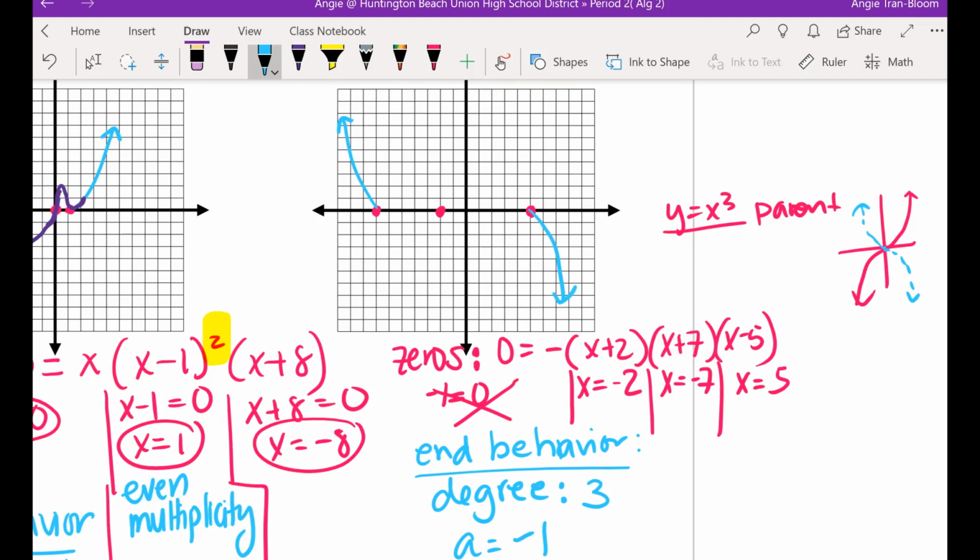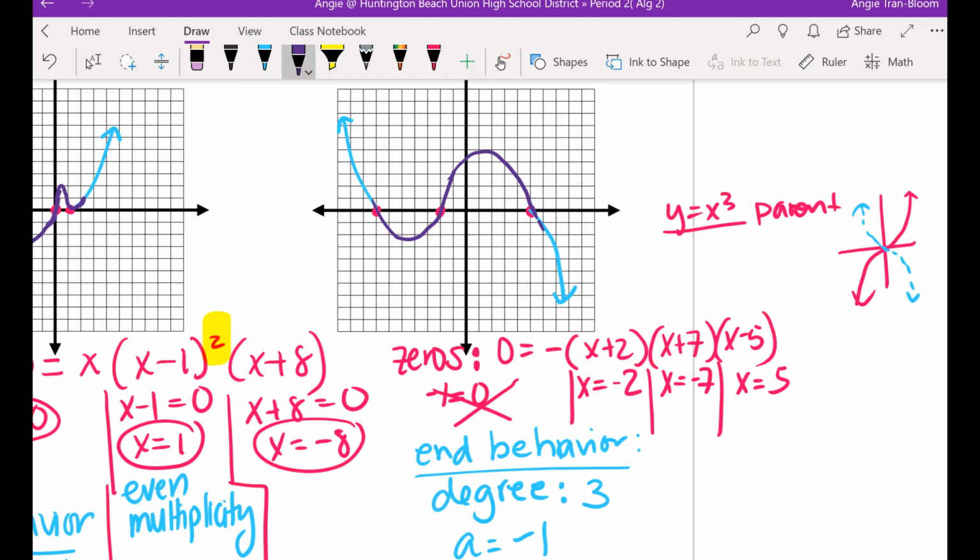Okay. Next. At negative 7, should I bounce or should I cross? Cross, right? So I'm going to cross. At negative 2, should I bounce or should I cross? Cross. So I'm going to go whoop. So far, so good? And then at positive 5, should I bounce off of that or should I cross again? Cross. So this one goes whoop. And that's connecting all of that together. Make it nice and smooth. Don't make it choppy.